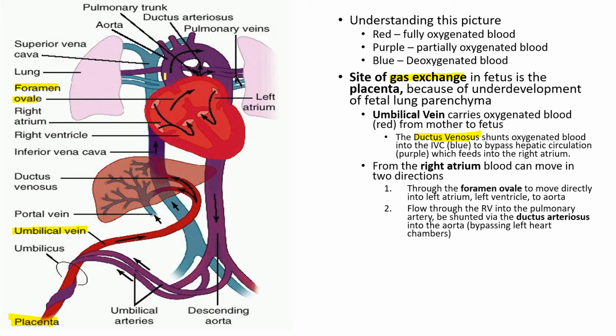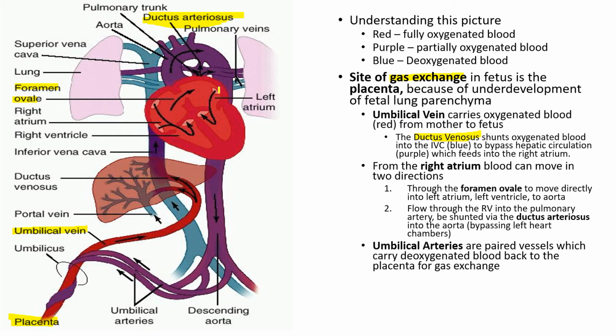And remember that the parenchyma of the fetal lungs does not do gas exchange. So what ends up happening is that a structure called the ductus arteriosus will allow blood from the pulmonary artery to directly go into the aorta and bypass the left heart chambers. Lastly, umbilical arteries are going to be paired vessels that carry deoxygenated blood back to the placenta for gas exchange.